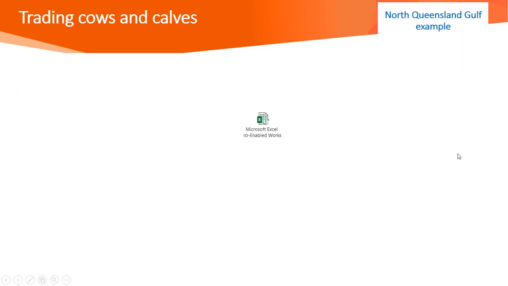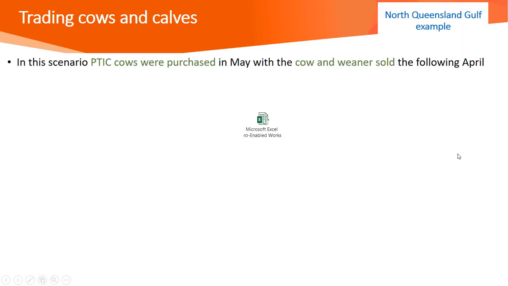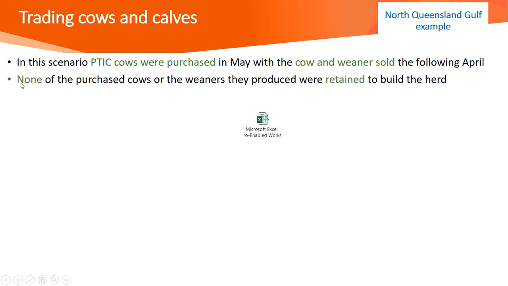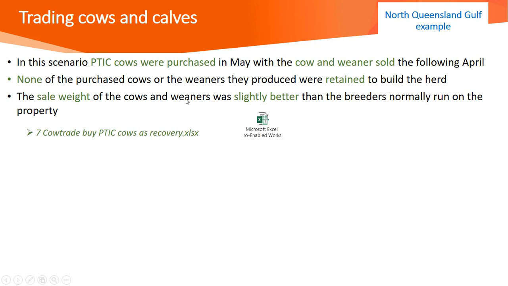Let's go on and have a look at trading cows and calves, the other option that we could consider. In this scenario, PTIC cows are purchased in May and the cow and weaner sold the following April. So that's our trading. None of the purchased cows or the weaners they produced are retained, they're all sold. The sale weight of the cows and weaners was slightly better than the breeders normally run on the property because in this case we've got a good season and they're running in the steer paddock.